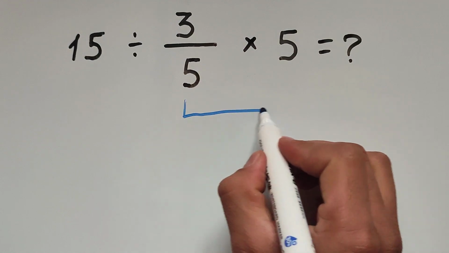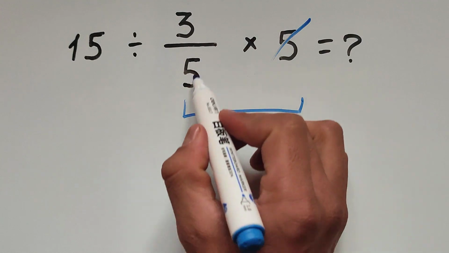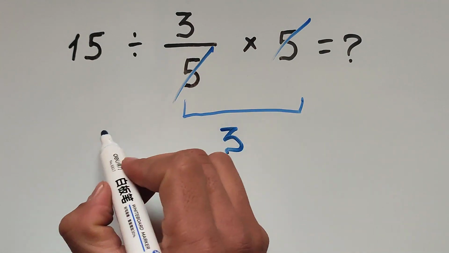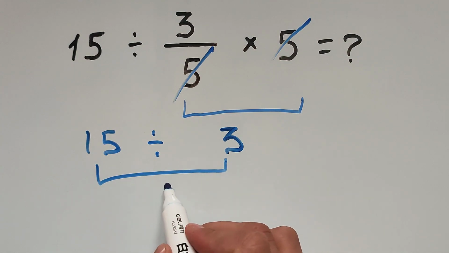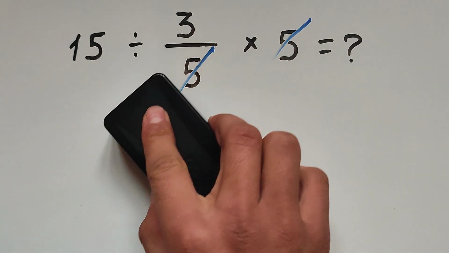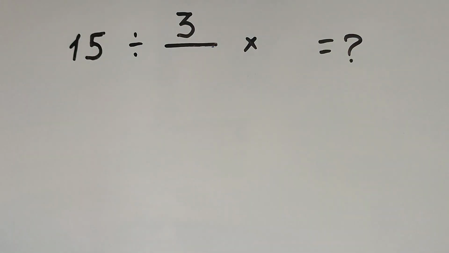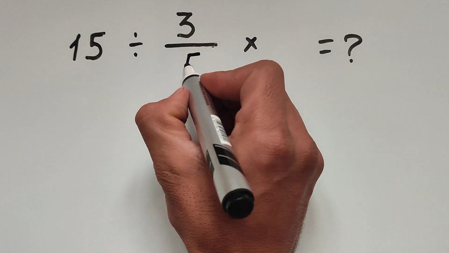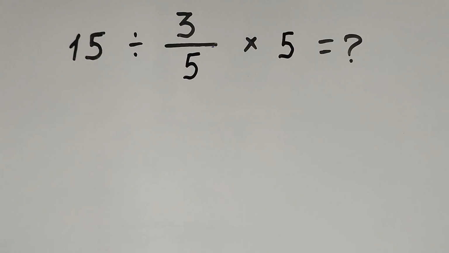First, we have to work this: 3 over 5 multiplied by 5. We can easily cancel this 5 and this 5, and it equals 3, and 15 divided by 3 equals 5. But this is not the correct answer, because multiplication and division have equal priority.